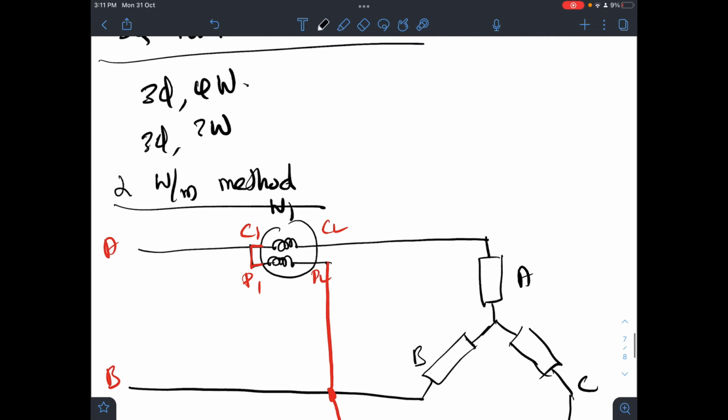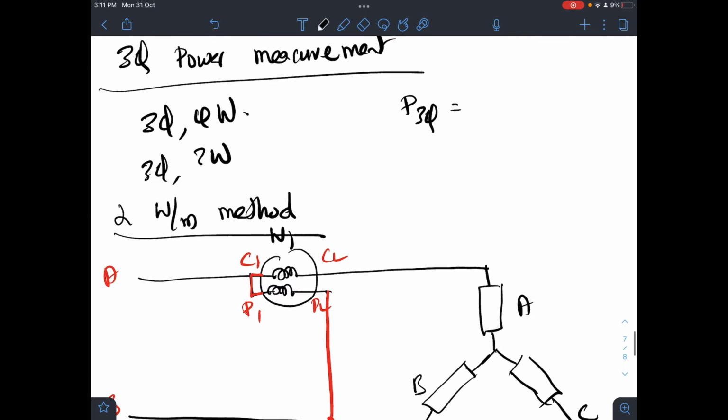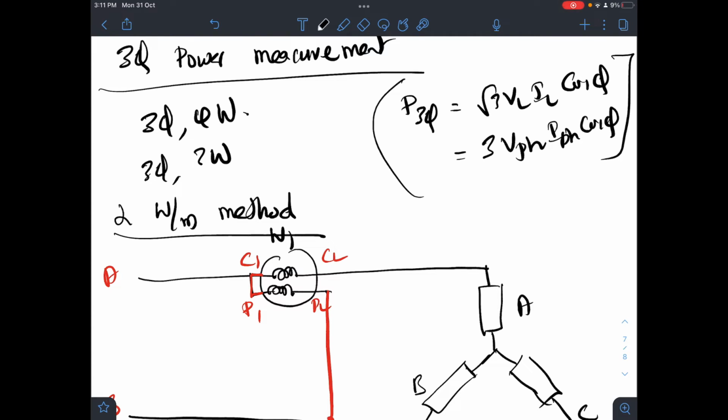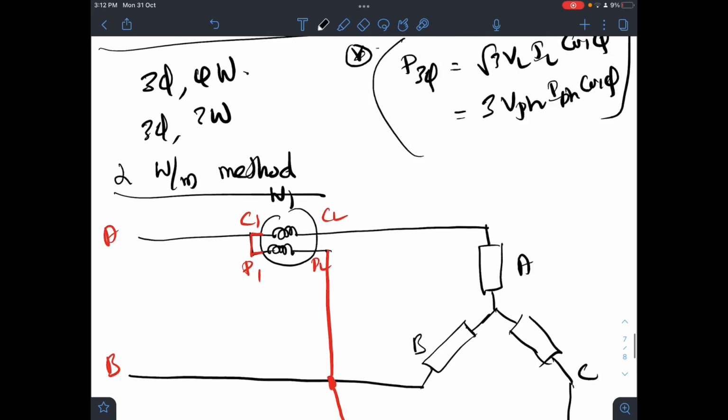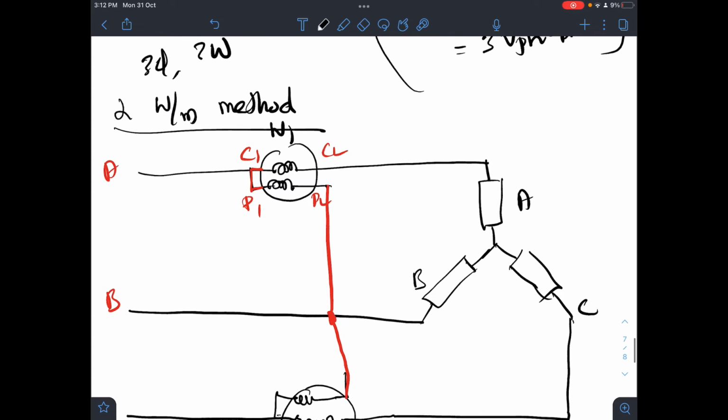Before that, I think you are aware of the 3-phase power. What is the equation for 3-phase power? 3-phase power is given by root 3 times VL IL cos phi, where VL and IL are the line voltage and line current, or otherwise I can write it as 3 Vph Iph cos phi, where Vph and Iph are nothing but the phase voltages and phase currents. So this is the normal equation for three-phase power, which you are aware of. Now, how are W1 and W2 going to give you the three-phase power measurement?